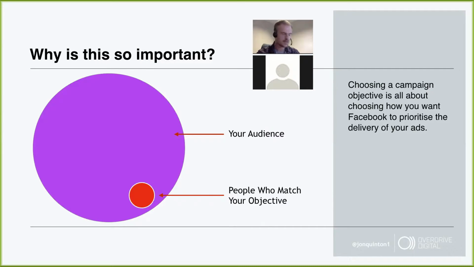Well, I think probably a few people have seen similar types of visualizations before, but we'll go through it again anyway. If you select an audience of, let's say, 500,000 people, and you select the traffic objective, Facebook will go, okay, of those 500,000 people, I know that these 30,000 people are highly likely to click on your ad. So what I'm going to do is prioritize the delivery of my ad to that small segment of your audience. So that red dot gets loads of your ads, and the purple circle, the people in there, get next to nothing. So you have to be very, very careful.